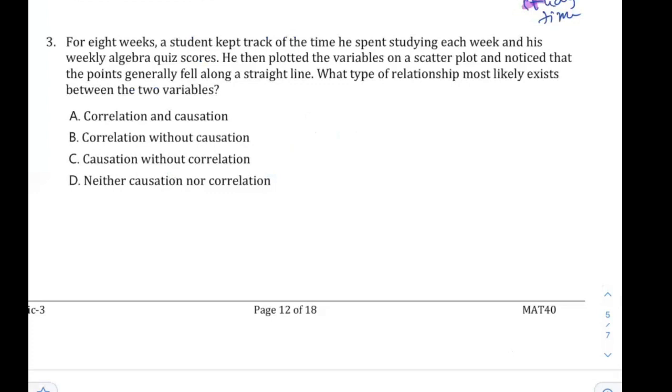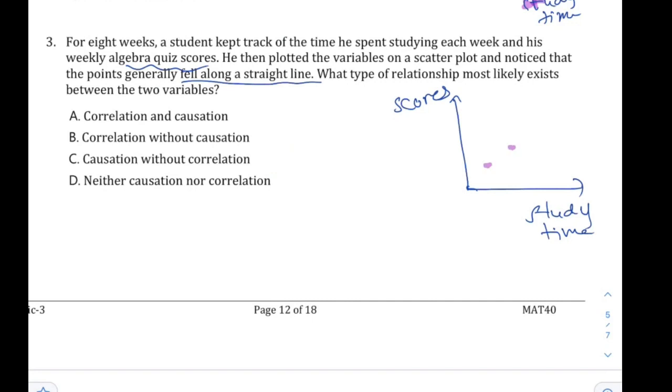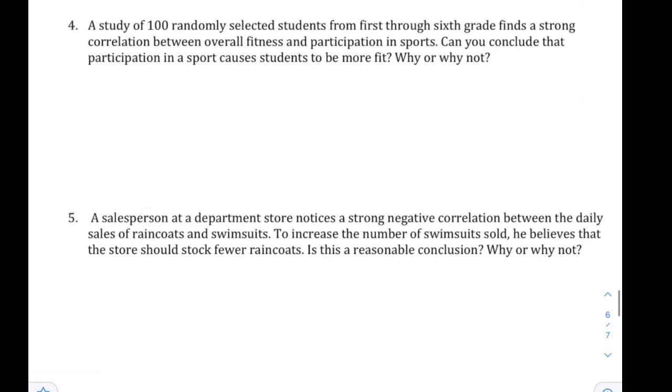For 8 weeks, a student kept track of the time he spent studying each week. So we have here a relation between study time and the weekly algebra quiz scores. Then he plotted the variables on a scatter plot and noticed that the points generally fell along a straight line. Of course, we should expect that it is increasing and about to be a straight line. So it means as long as you study more, you expect better scores. What type of relationship most likely exists between the two variables? Of course, it will be correlation and causation. It is positive correlation and it is causation. Getting better scores depends on how much time you study. Of course, it's effective studying, not just time looking at the videos of algebra.